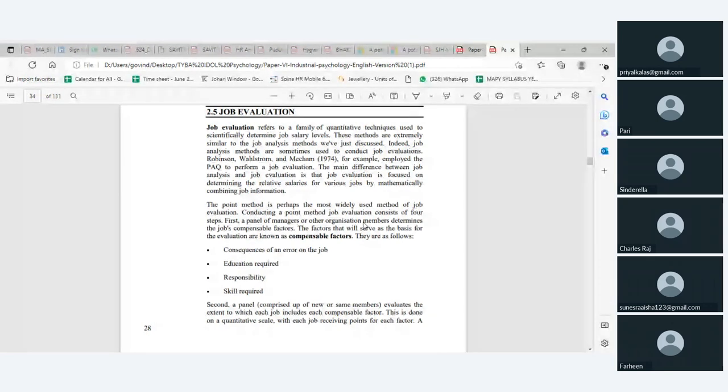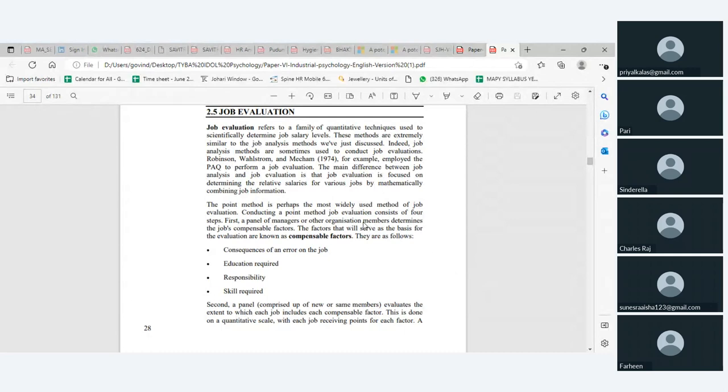For example, if my company has 10 different people and everybody is getting a different salary, now I need to define the band, like who should get what kind of salary. And for this, I will always use the job evaluation method.